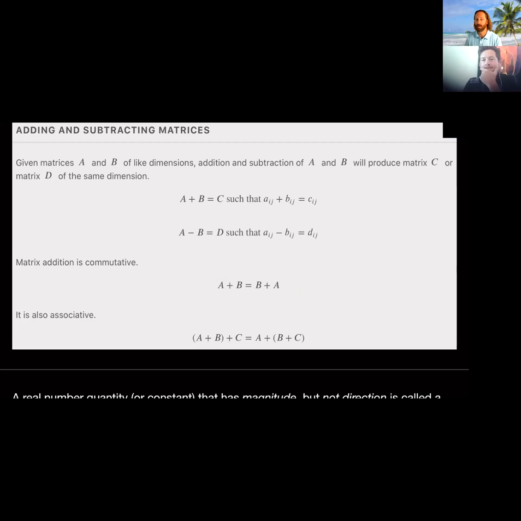Call that the commutative property and also associative property. If I have to add three things, order doesn't matter. You want to do A and B, then C, or B and C, then A. You could even do A and C and then B. Again, order doesn't matter.